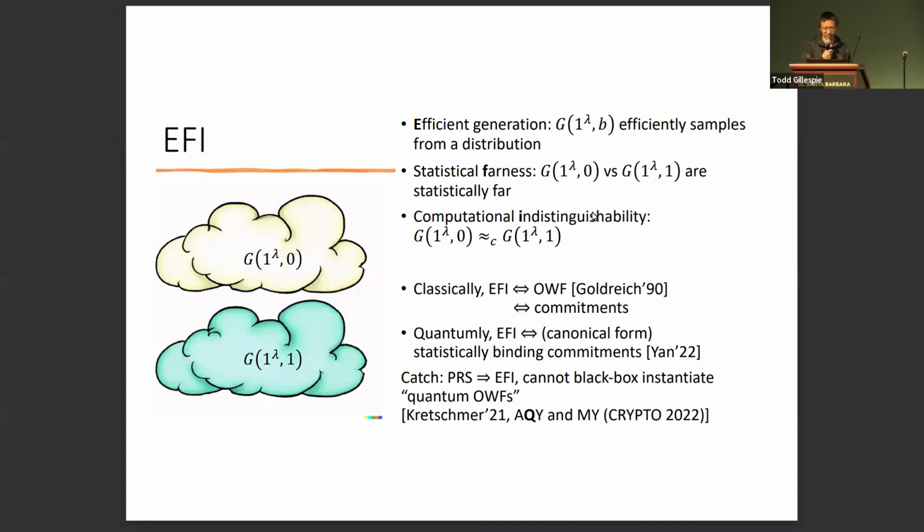But it turns out that there is this work by Yan, which shows that actually quantumly, you can directly go to statistically binding commitments from this EFI and backwards. So the catch is that by the work that I talked about yesterday with Prabhanjan Ananth and Henry Yuen, and also the concurrent work by Morimae and Yamakawa, we know that quantumly EFI cannot give you one-way functions. So somehow the work of Yan is able to get around this without ever talking about one-way functions.